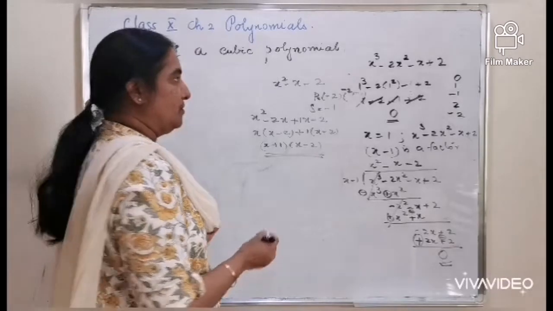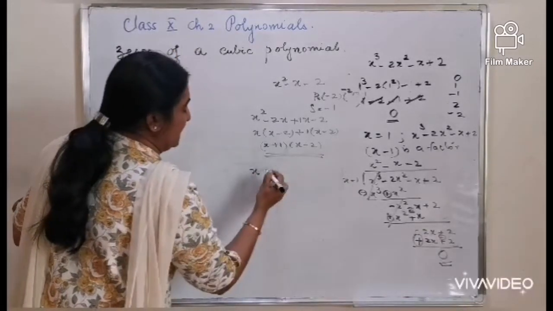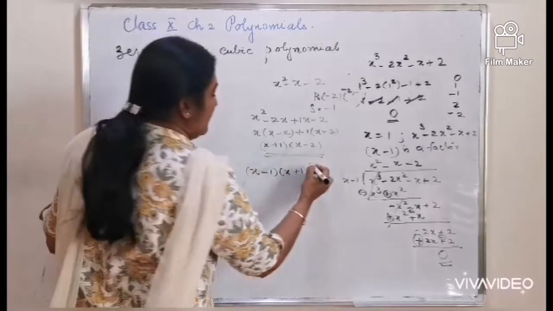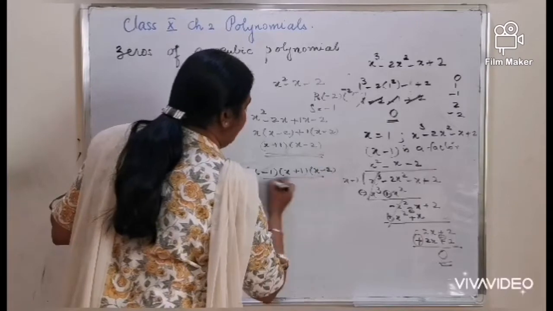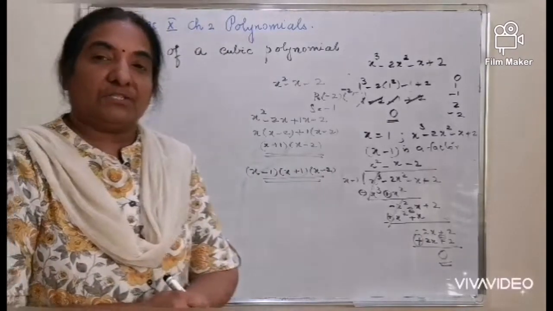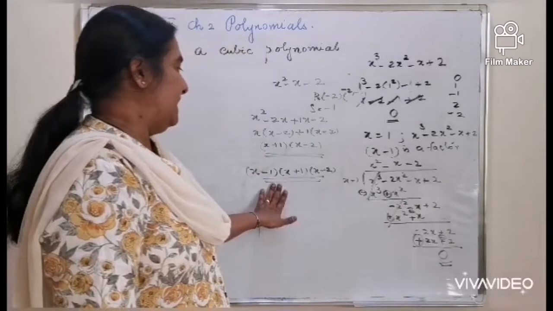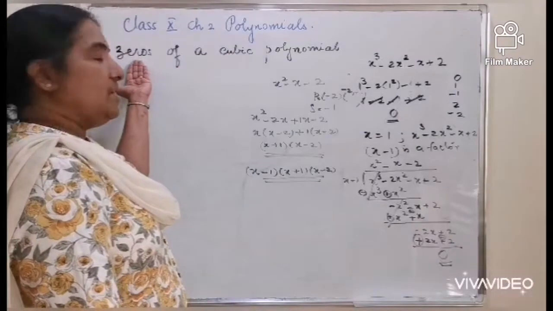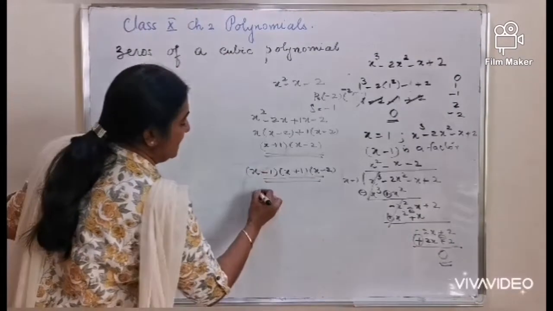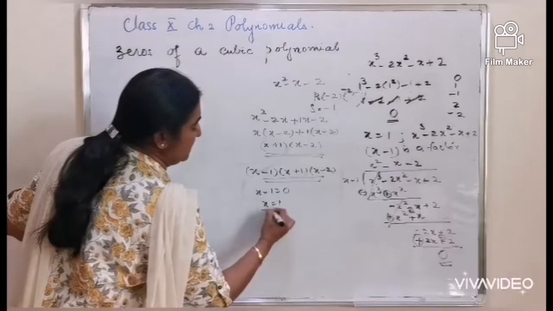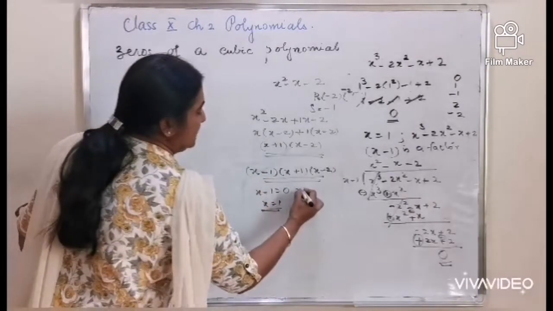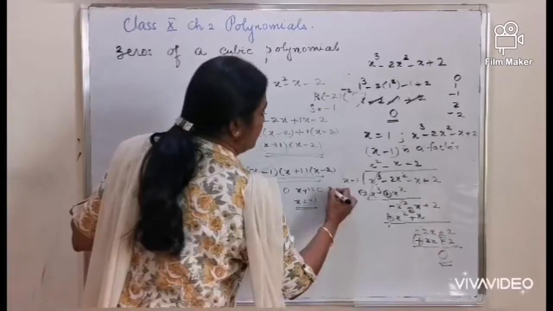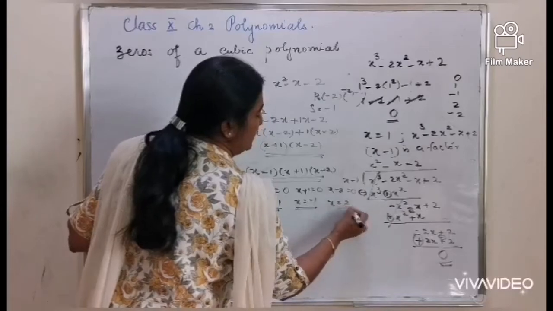Thus, the factorization was x minus 1 is the first factor. x plus 1 is the second factor. x minus 2 is the third factor. The question was factorization and thus you were finding the factors. The same question, if it is asked for finding the zeros: x minus 1 equal to 0 gives you x equal to 1. x plus 1 equal to 0 is giving you x equal to minus 1. x minus 2 equal to 0 is giving you x equal to 2.